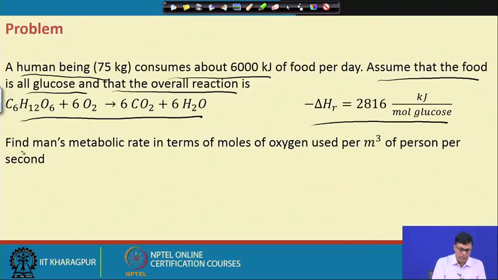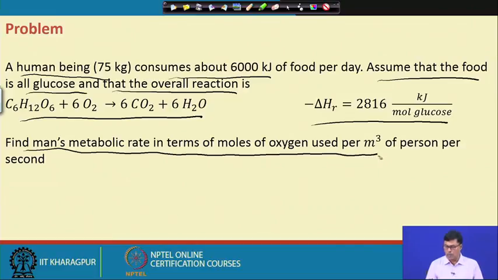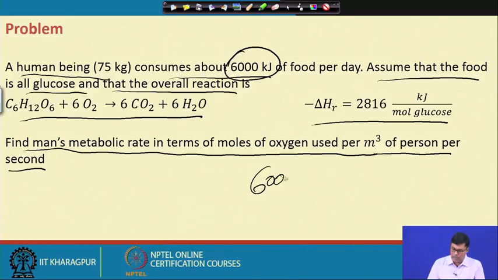So, we have to find the metabolic rate in terms of moles of oxygen used per cubic meter of volume per second. This is what we have to find out. Now, how can we do that? First we have to find out how much energy we are consuming. We are consuming about 6000 kilojoules.